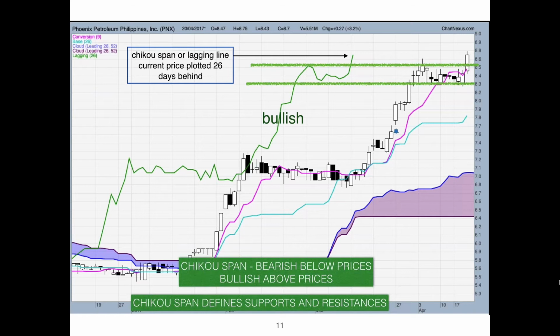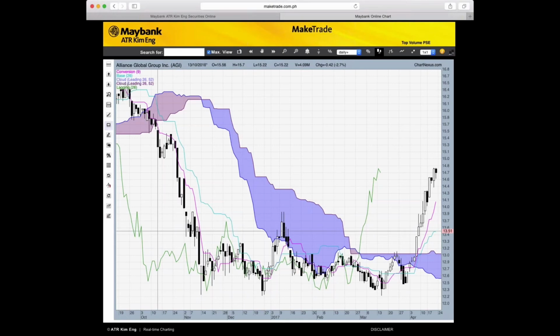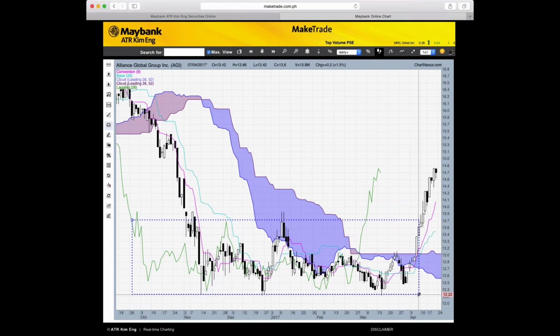Now the Chikou Span is also known as the lagging line because it is behind current prices by 26 days. We count from today's candlestick 26 days back. That's where we find the Chikou Span. The Chikou Span provides ranges of supports and resistances. AGI had been trading within a range. This range is shown by the Chikou Span bottoms and the Chikou Span tops.